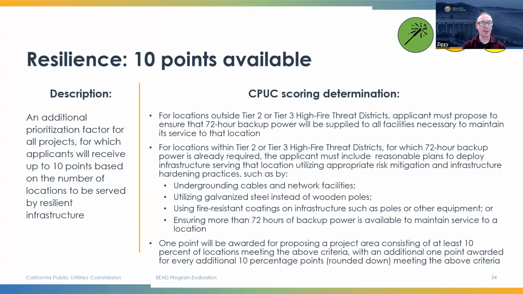Resilience is another prioritization factor adopted by California. And that refers to the number of locations to be served by resilient infrastructure. Those are Tier 2 and Tier 3 high fire threat districts.